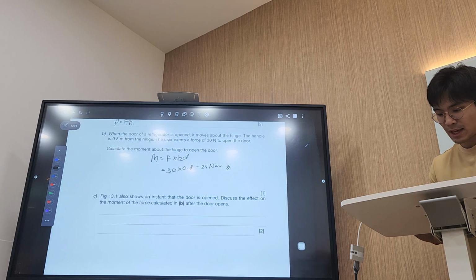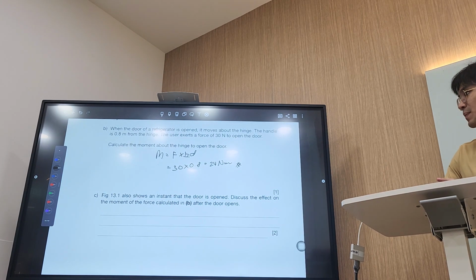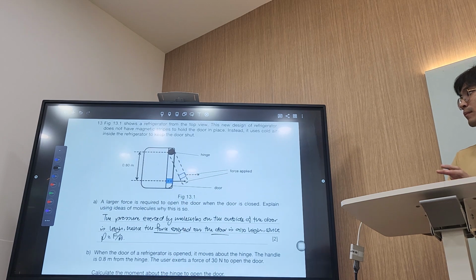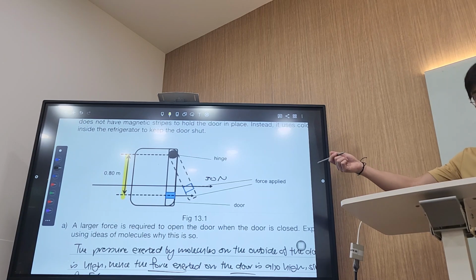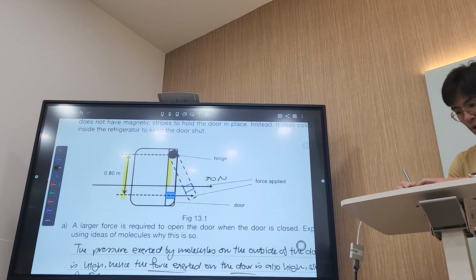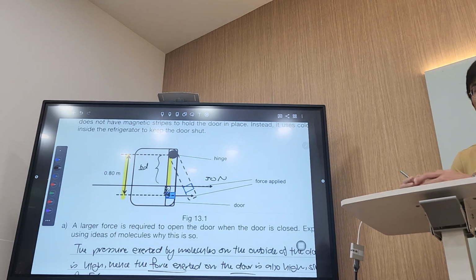Figure 13.1 also shows an instant that the door is open. Discuss the effects on the moments after the door opens. What do you think happens to the moment? Based on observation. Bear in mind your force is still constant, still 30 newtons. At the start, this is your perpendicular distance. Now what's your perpendicular distance? Is it still 0.8? Higher or lower? It's lower. You don't have this part anymore. So now your perpendicular distance is this one, which obviously is less than 0.8.